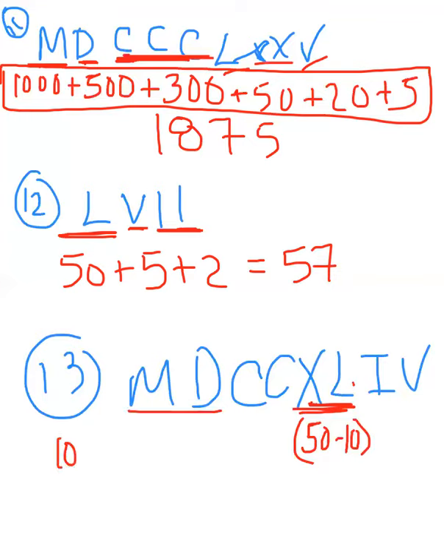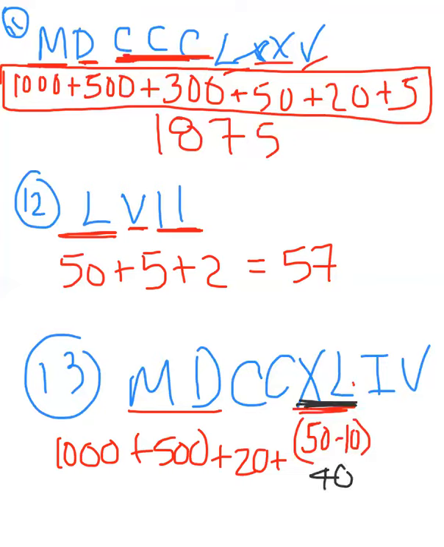Okay? Now, finally, number 13, you have an MD. M is 1,000. D is 500. The 2 C's represent 200. And I just told you about 50 minus 10. 50 minus 10 is going to give you 40. So that's XL right here. That represents 40.